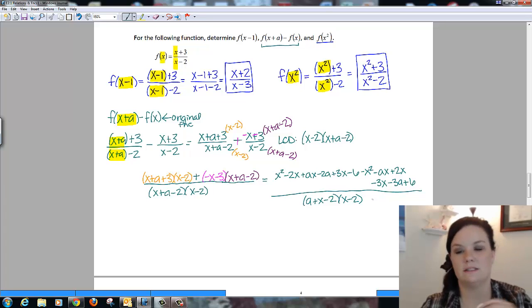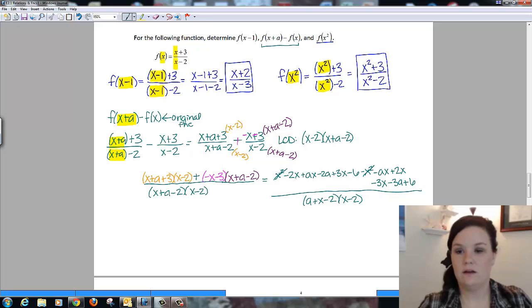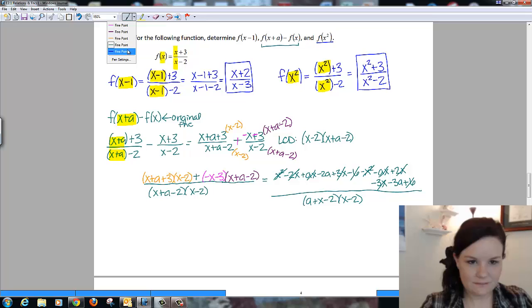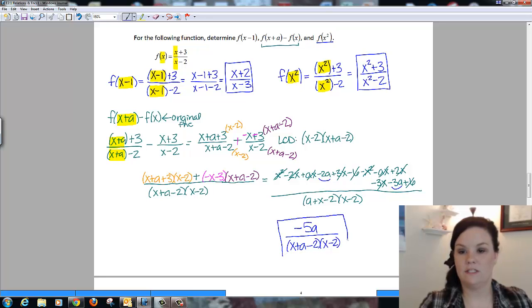Oh, I redid the order. Well, it doesn't matter. And now I need to combine like terms. So notice on the top I have a positive x squared and a negative x squared. I have a positive and negative 2x. I have a positive and negative ax. I have a positive and negative 3x. And I have a positive and negative 6. So the only thing I'm left with is negative 2a and negative 3a, which leaves me with negative 5a all over my common denominator, which was x plus a minus 2 times x minus 2. And we just leave it like that.